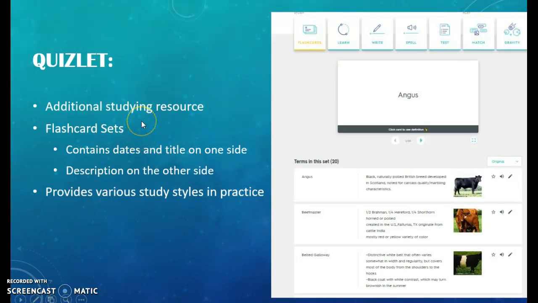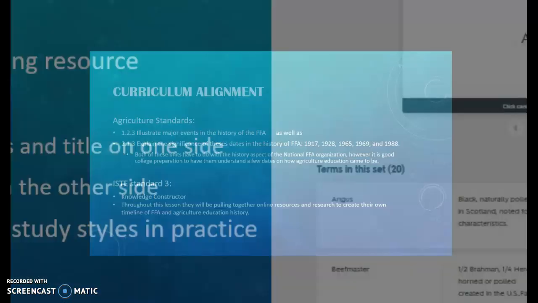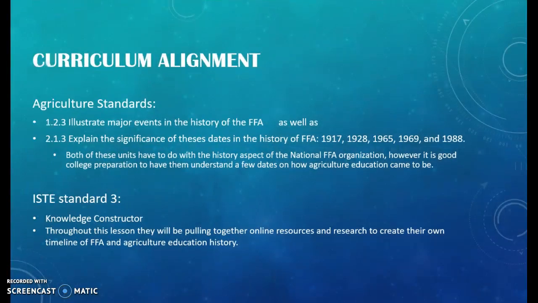But it makes flashcard sets where you can have the date and the event on one side, a description on the other, and then just providing various study styles that students can use if they wish. I feel it's a good way for them to study. And this is just an example that I did. It's actually for an animal science class. But the great thing about them is they can be manipulated and made for anything. So it's very versatile.